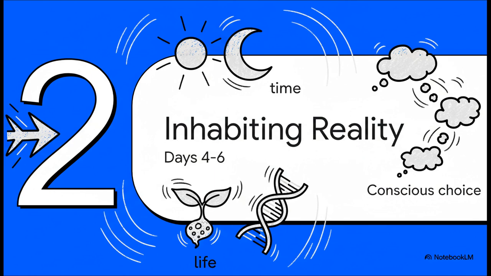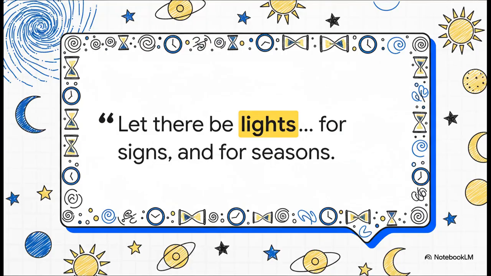Okay, let's keep going. So the simulation now has its basic physics and a 3D space to play in. The next 3 days are all about introducing the things that allow for an experience inside that simulation: time, life, and conscious choice. Now, on day 4, the Bible gets really explicit about measuring time. But once again, the theory says this isn't about making the sun and the moon, it's about flicking the switch on the dimension of time itself.